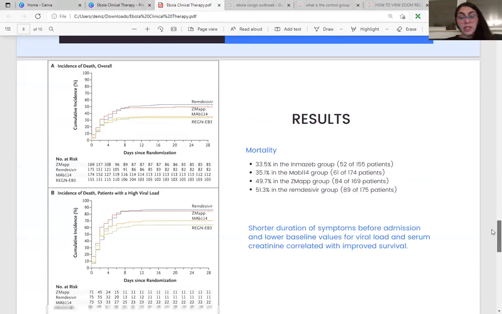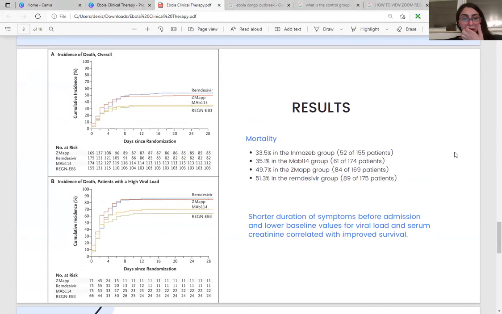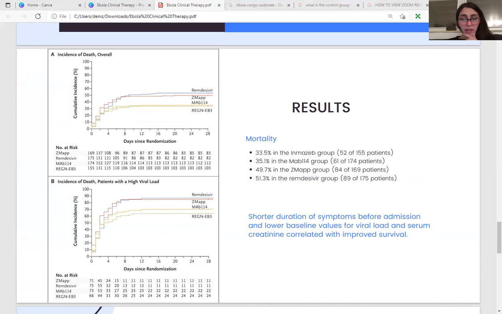And next let's look at the results. So they didn't have too much results, but what they did have was promising enough for the FDA to approve it. This was one of the main studies that the FDA looked at.